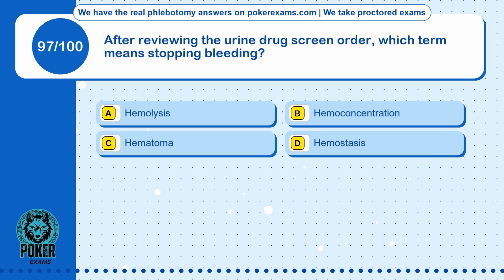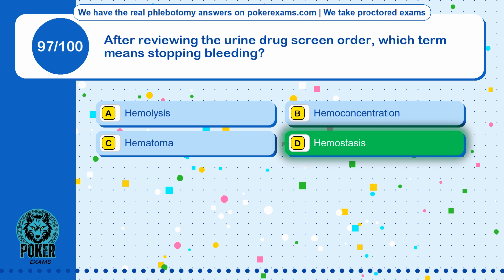Question 97. After reviewing the urine drug screen order, which term means stopping bleeding? Option A, hemolysis. Option B, hemoconcentration. Option C, hematoma. Option D, hemostasis. The correct answer is option D.